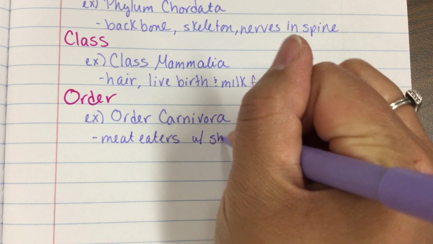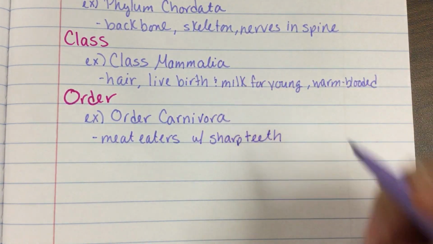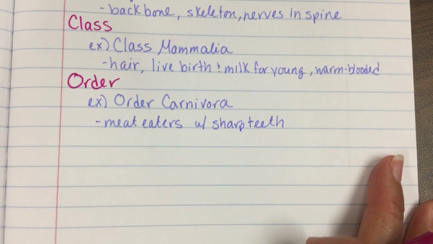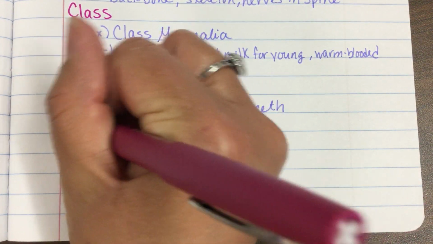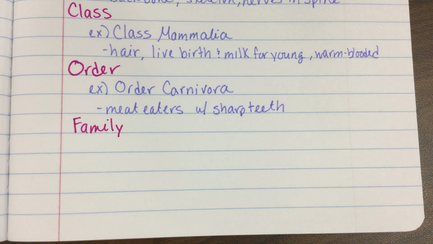And they have sharp teeth. Oops. Okay, so they usually have little canines. Again, there's a lot of different types of carnivores that are mammals. So next, let's go to family. I just realized, hopefully I don't run out of room.